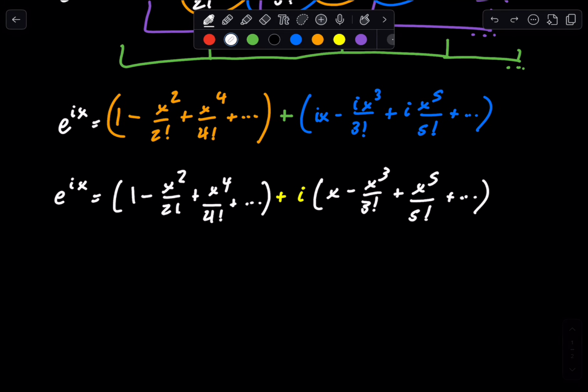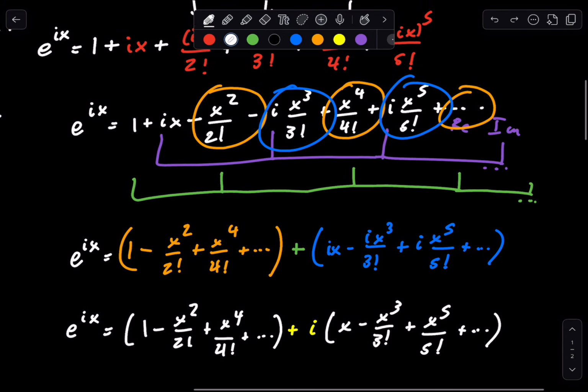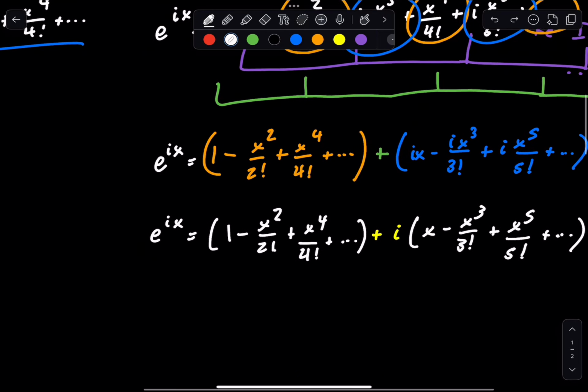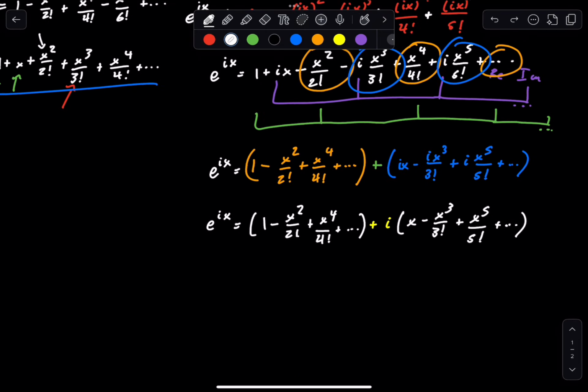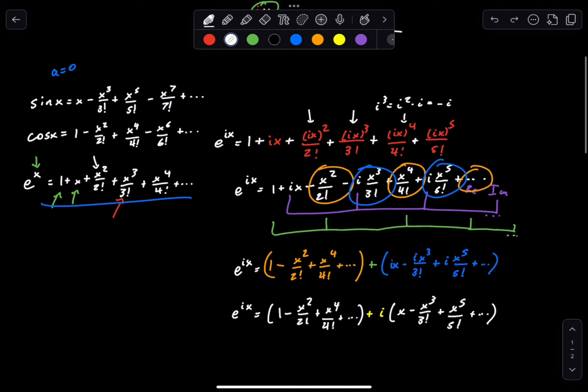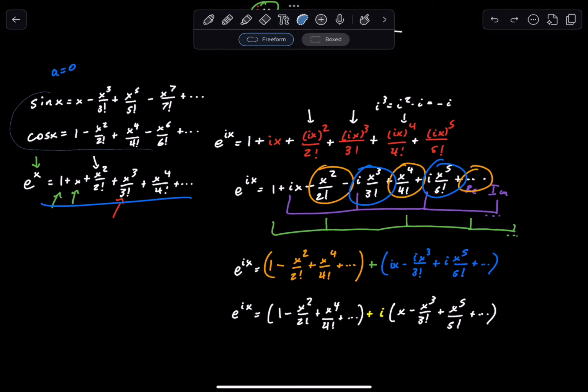So what do we notice? What was the point of doing all of this, of grouping all these terms and plugging in ix and doing all that? Well, if we go back to the precursor and what I stated in the very beginning, I'm going to move all of this down.